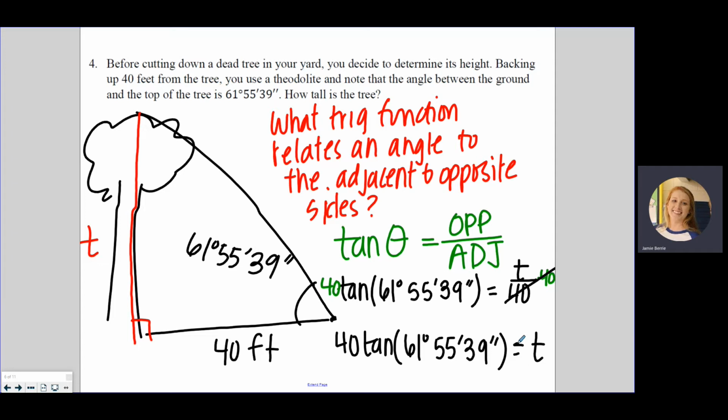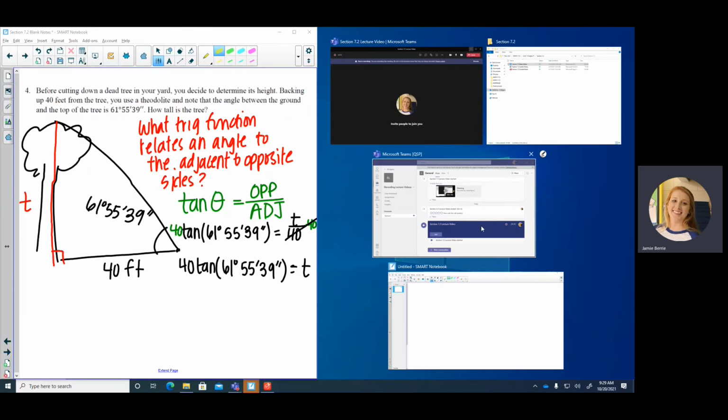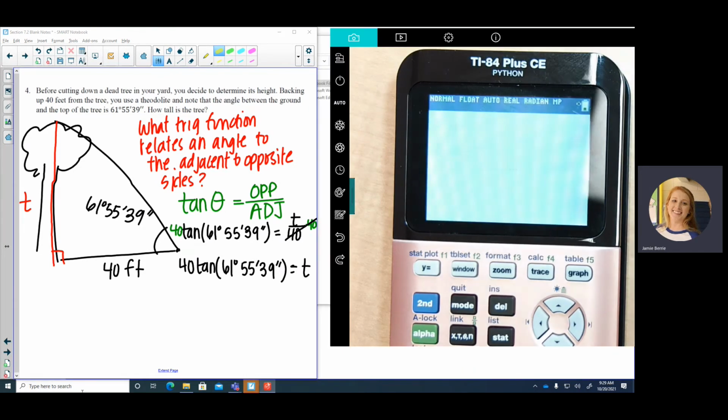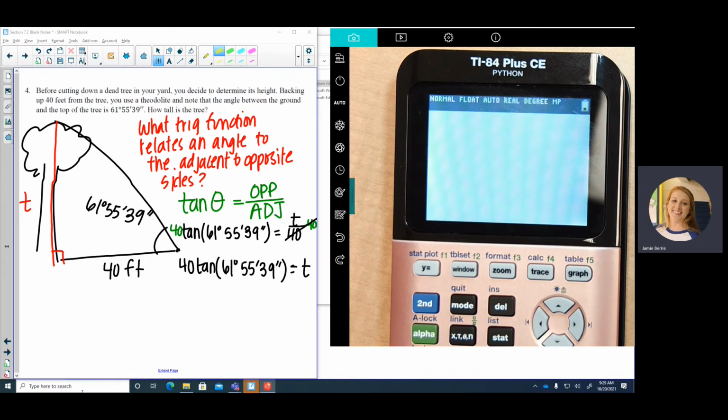So let's get over here, look at our document camera. Where's my document camera? There we go. All right, clear out anything you've got in there. Decide what mode you should be in. We should definitely be in degree mode, right? Our angle is in degrees, minutes, seconds. So go to mode, put yourself back in degree mode. There we go. You can see at the top it says I'm in degree mode, so I'm ready to go.